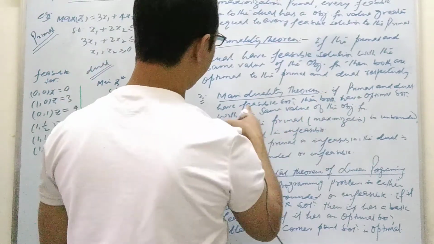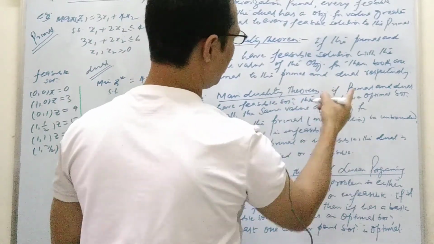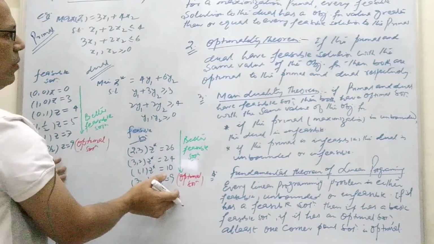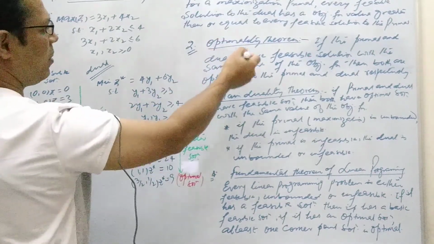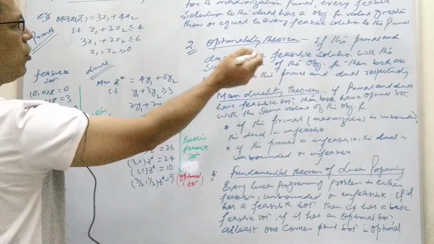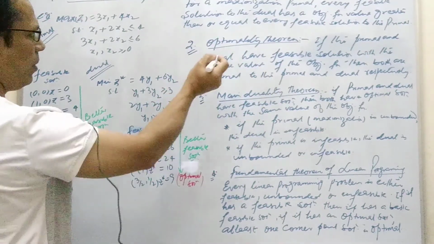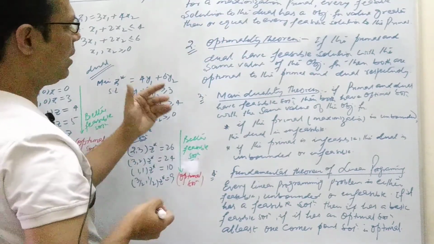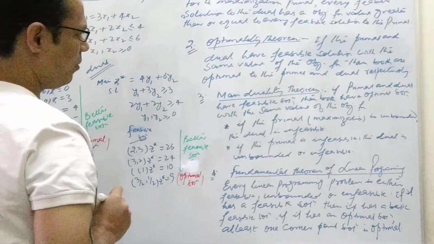If the primal and dual have a feasible solution, then both have an optimal solution. The same optimality theorem is going to ensure this. The main duality theorem also ensures the concepts of the optimality theorem, and the optimality theorem ensures the concept of the weak duality theorem. All these theorems have some relation between their concepts.